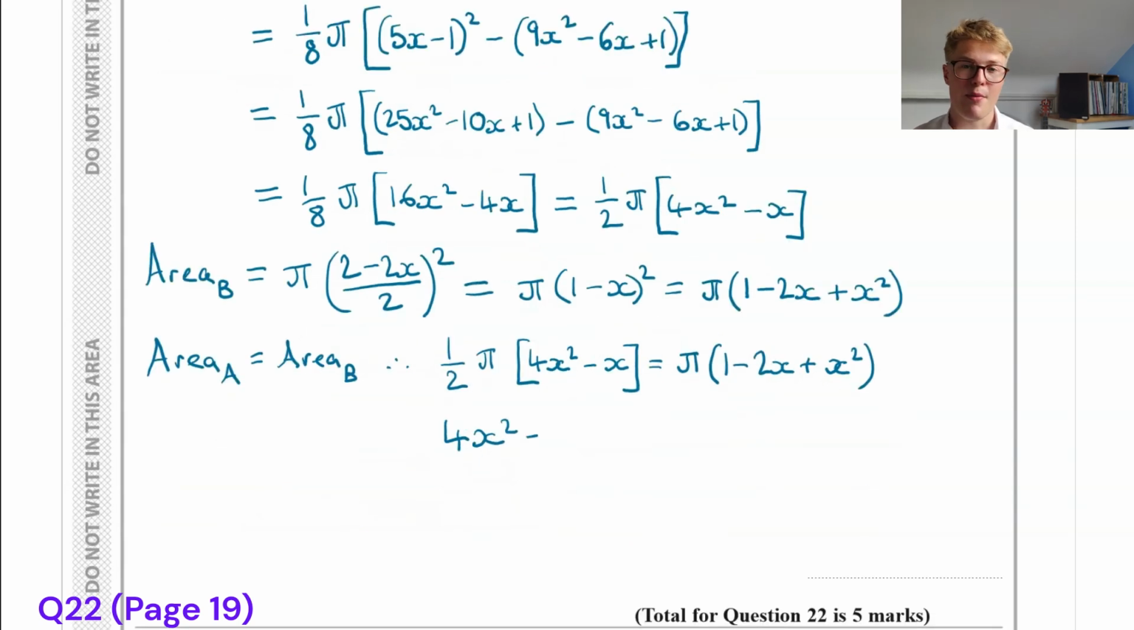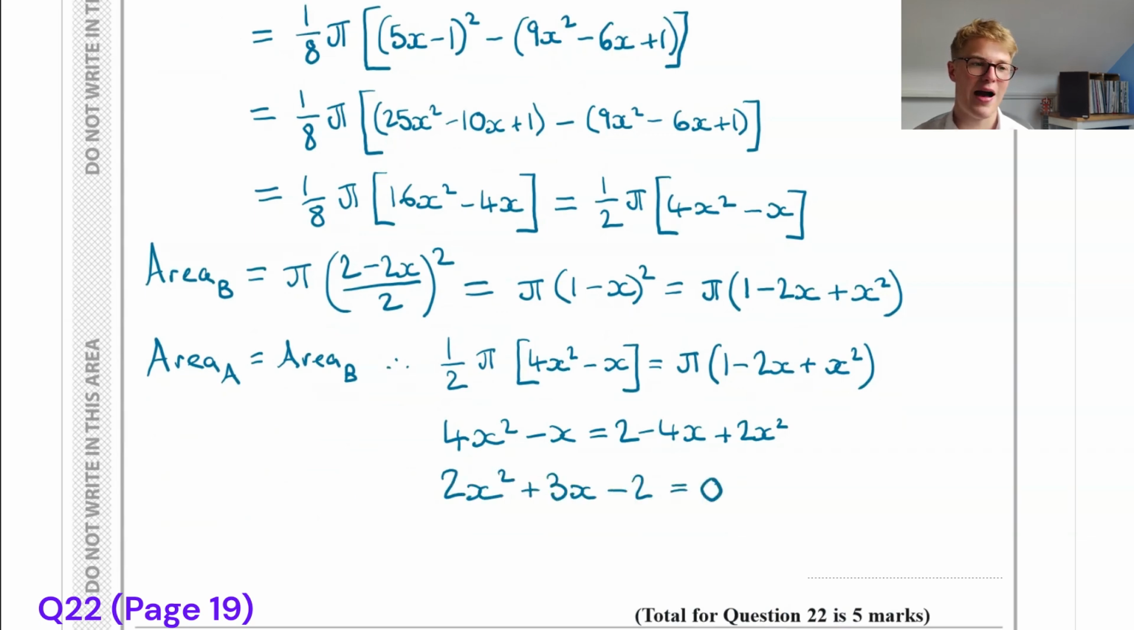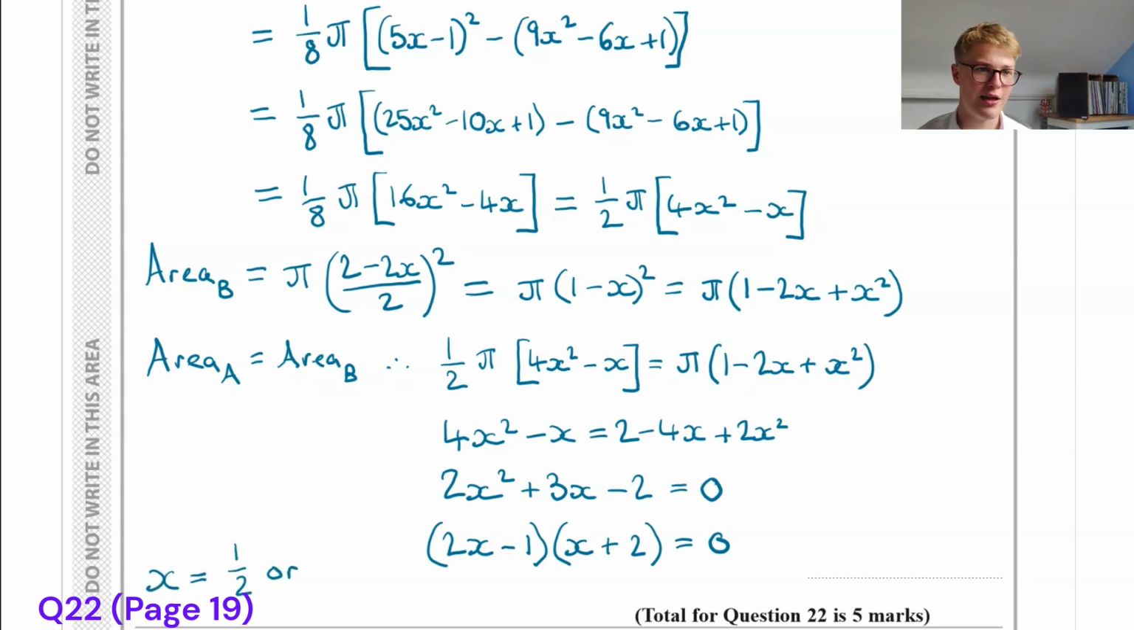We divide both sides by pi and multiply by 2, and we end up with 4x² - x is equal to 2 - 4x + 2x². When we rearrange this, we get 2x² + 3x - 2 = 0, and this factorizes to (2x - 1)(x + 2) = 0. This means x is equal to a half or -2, and since we know that x has to be a positive value, we're going to end up with x is equal to a half as our final answer.